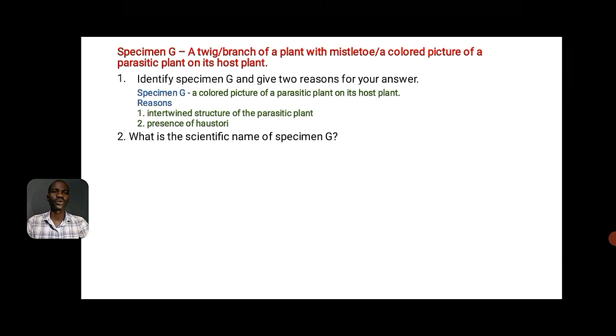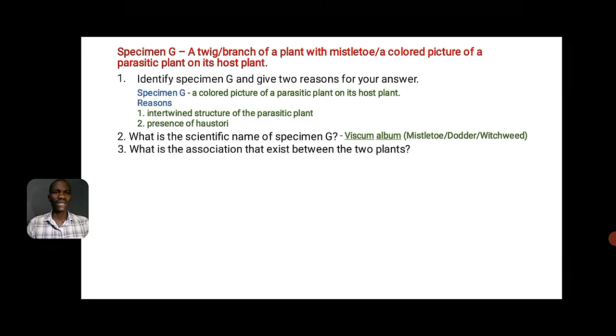Number 2, what is the scientific name of specimen G? For the parasitic plant, depending on the type you are given, most times the most common one is mistletoe. The scientific name that we are going to give here is Viscum album. Remember that you are to start with capital letter and small letter, and then you underline them separately. If I were you, I will go with mistletoe.